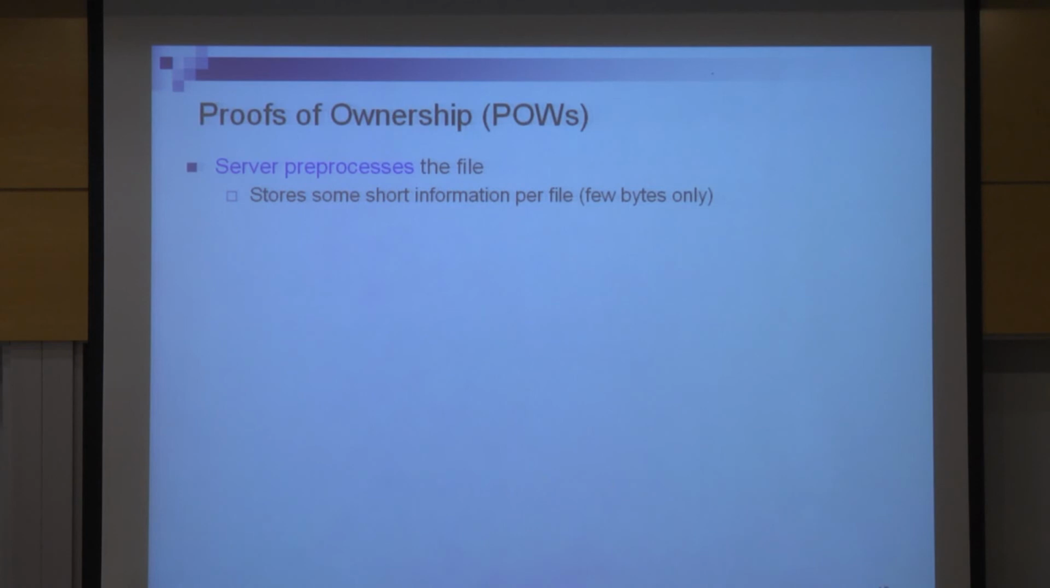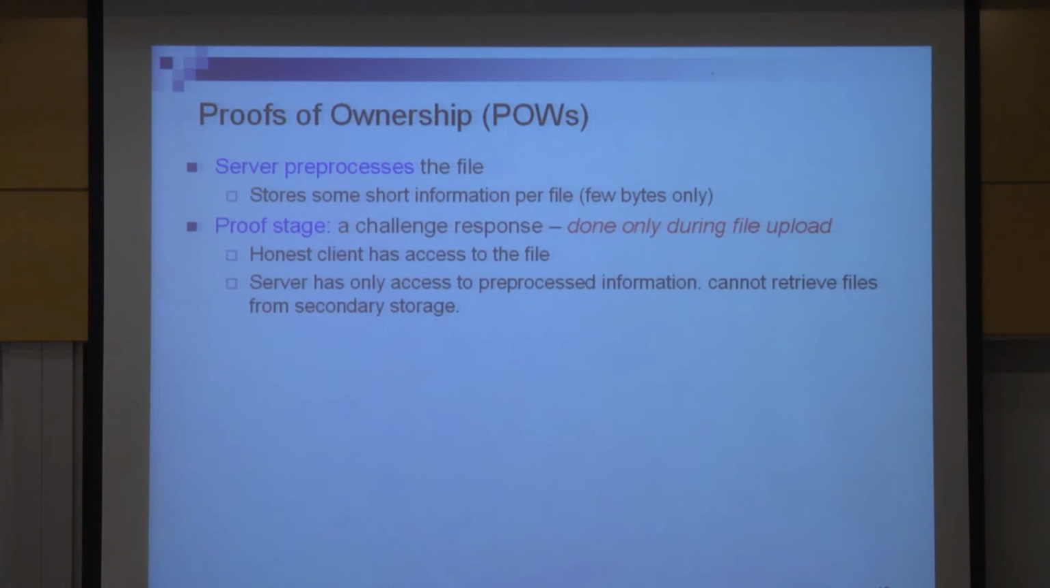Okay, so what we propose is what we call proofs of ownership. It's a process that goes as follows. The server is allowed to do some pre-processing on the first upload of the file and store a bit of information. This has to be very small, a few bytes, that it can access for every upload of this file.